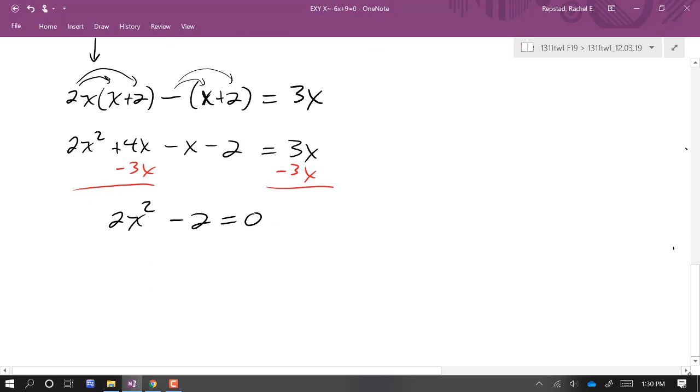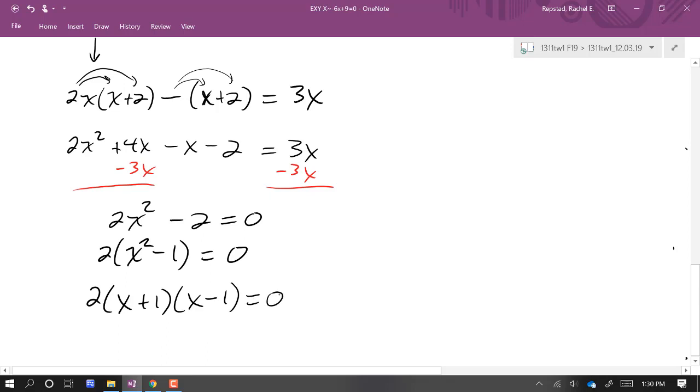And if we're solving by factoring, which is kind of what we're doing in this section, let's try to factor this. There is a common factor we could take out first. Take out that 2. And the x squared minus 1 will factor. So we have 2 times x plus 1, x minus 1.